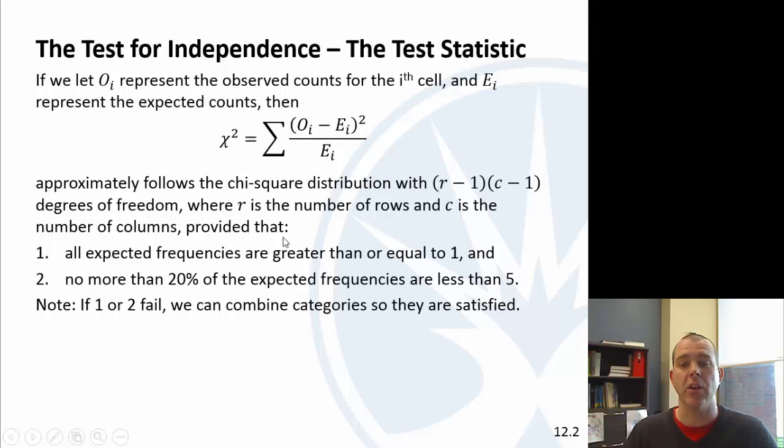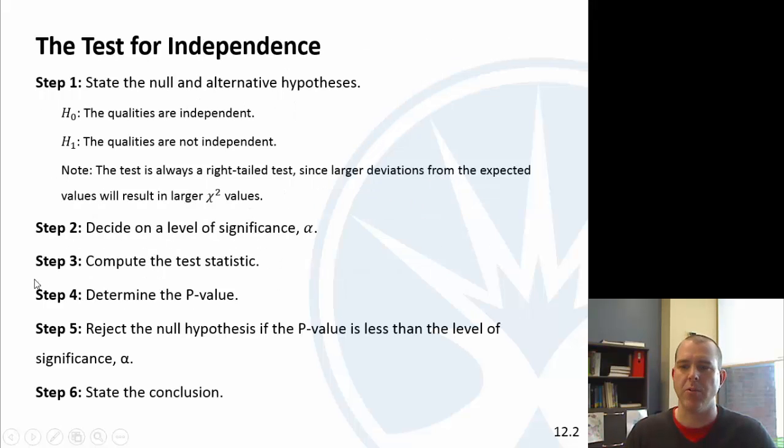And again, just like the goodness of fit, all the expected frequencies have to be at least 1, and no more than 20% should be less than 5. And if we have to, we can combine categories. So we have a test for independence. This is a usual hypothesis test, but the key here is that for the null hypothesis, we're assuming until proven otherwise that they are independent. And you're trying to prove that they're not independent. You're trying to prove that there's some relationship.